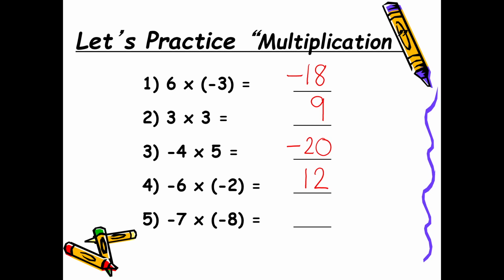Let's go to Ryle Joy Panonsa. Ryle, what's your answer for number 5? Sige, go. Positive 56, sir. Positive 56 is correct. So take note, they have the same sign, it's positive. Is multiplication clear? Claro ang multiplication. Yes, sir.